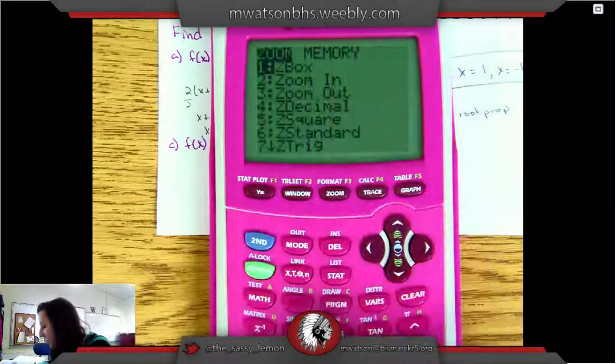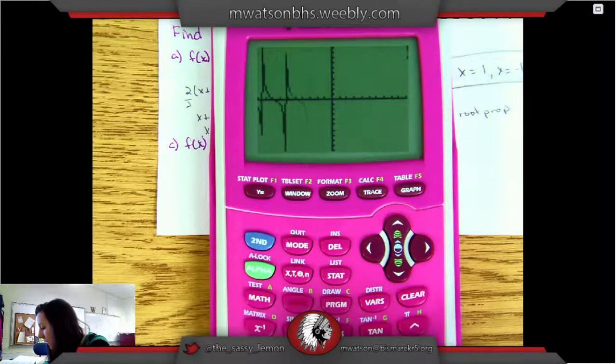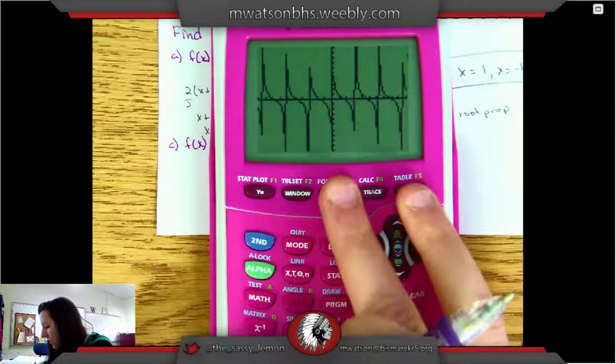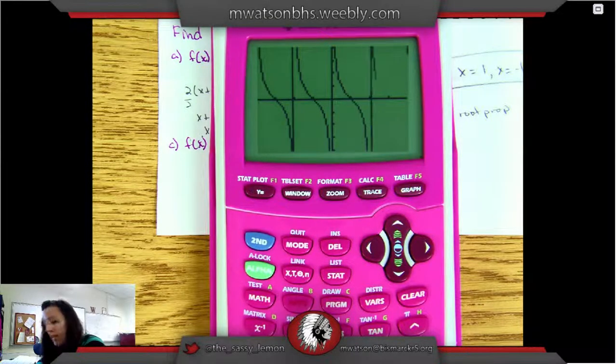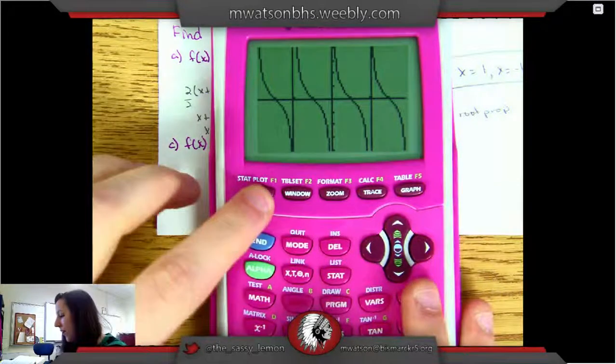I can hit zoom trig. I didn't hit zoom trig. Hold on. There we go. So that looks a little prettier, but you can see there's asymptotes. So how do we determine that algebraically?